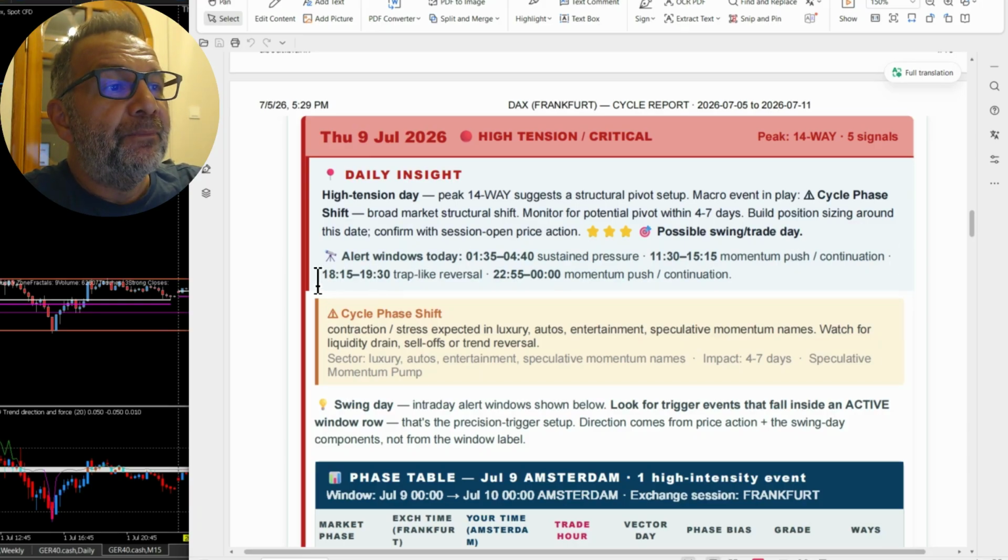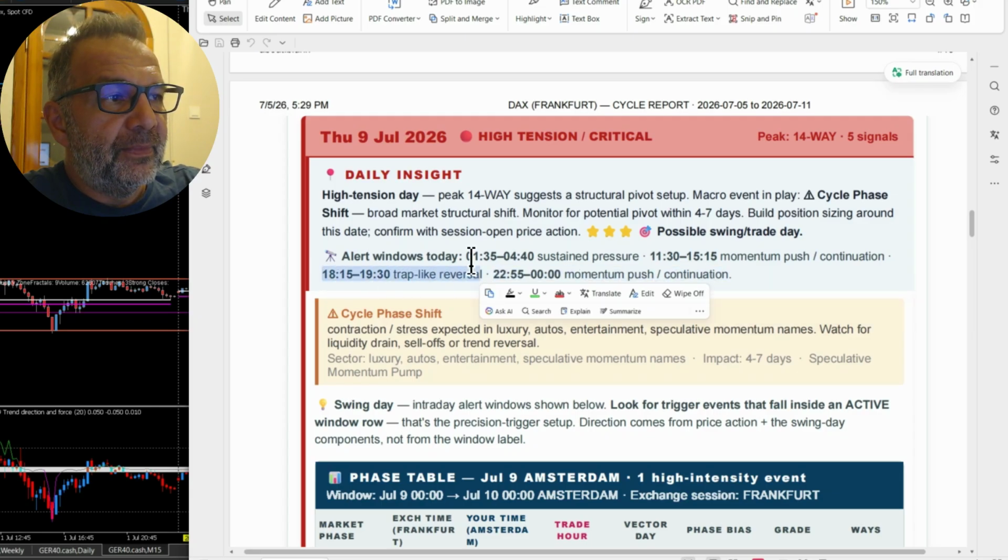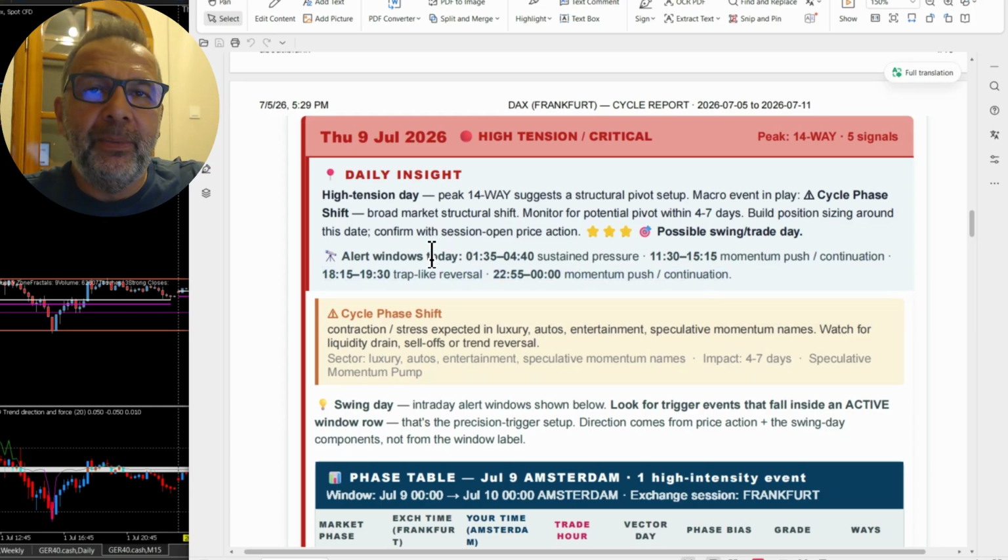Okay, 6:15 to 7:30, trap-like reversal, momentum push continuation. All of these are good information to know, because you can really follow what the price is doing. A lot of the times, like last week, all of the gold momentum push continuations worked. It was like boom, boom, boom.